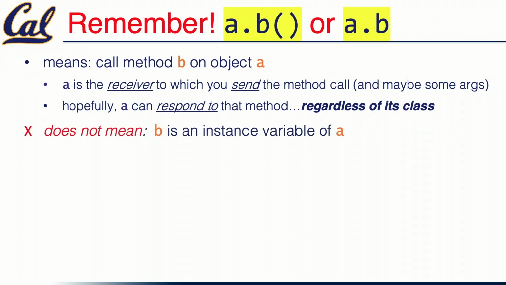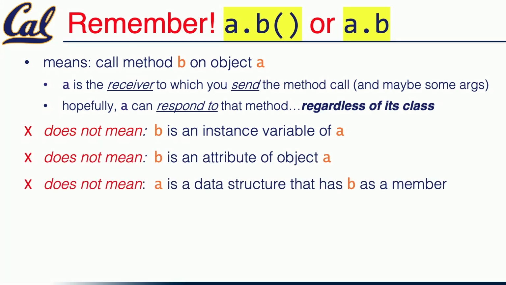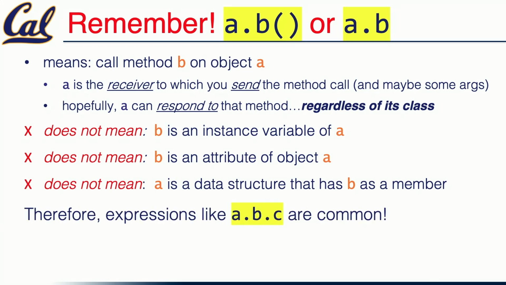In particular, depending on which other languages you're used to, a.b does not mean that b is an instance variable or an attribute of a. It does not mean that a is some sort of data structure and b is one of the members or slots in that data structure. And in particular, in Ruby, expressions like a.b.c are common. What does that mean? It means that a is an object that responds to the b method. And when you call a.b, it returns some other object which responds to the c method. You'll see a lot of constructs like this, and you'd be surprised at the number of cases in which this seemingly confusing thing can actually make code a lot more readable. We'll do some examples later on.